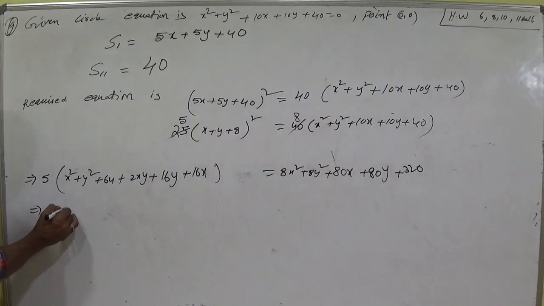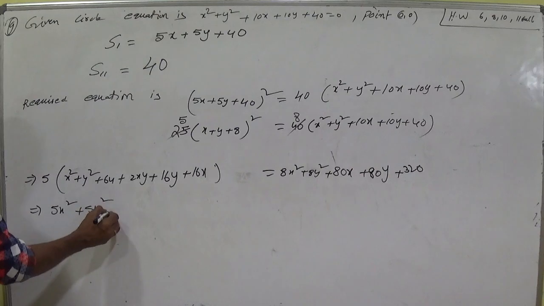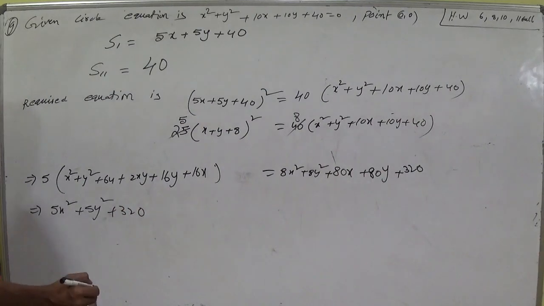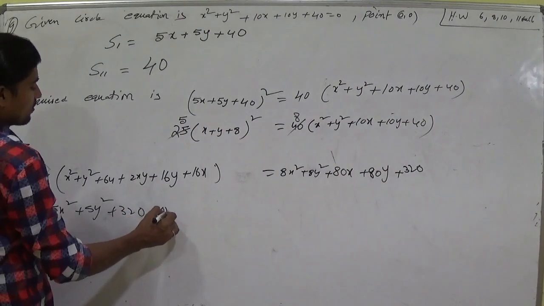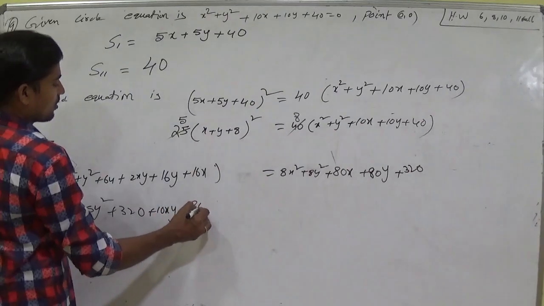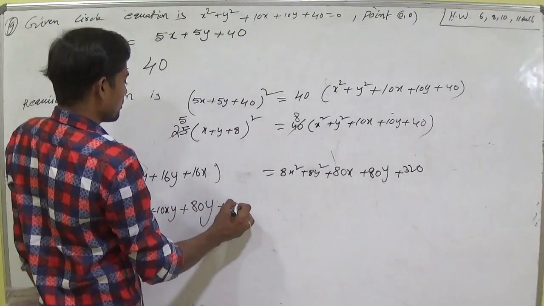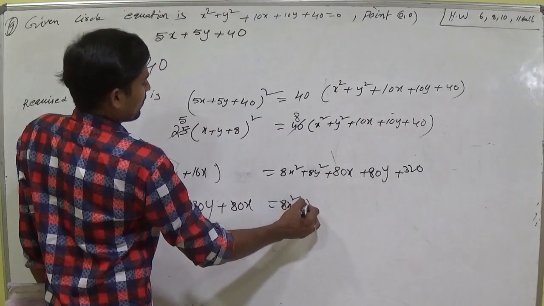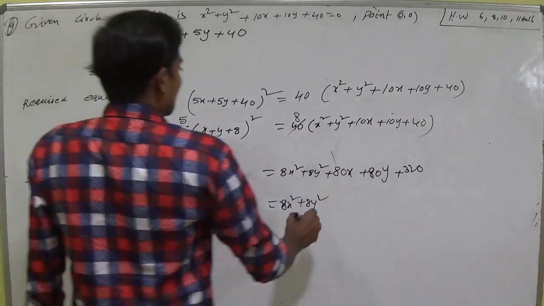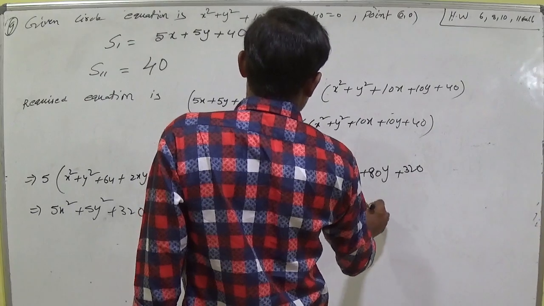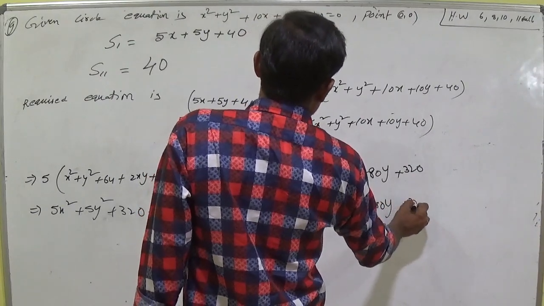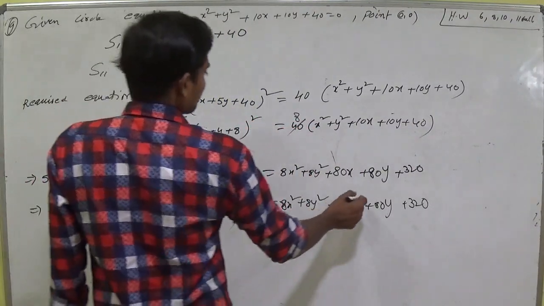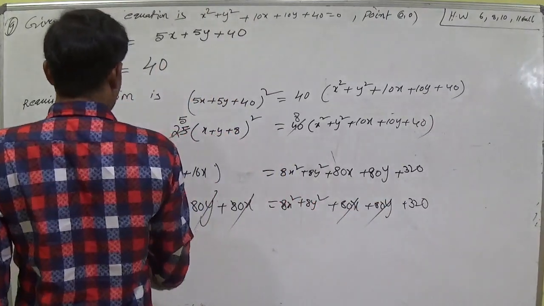This implies 5x square plus 5y square plus 320 plus 10xy plus 80y plus 80x equals 8x square plus 8y square plus 80x plus 80y plus 320. See, 80y and 80x cancel, and plus 320 and 320 cancel.